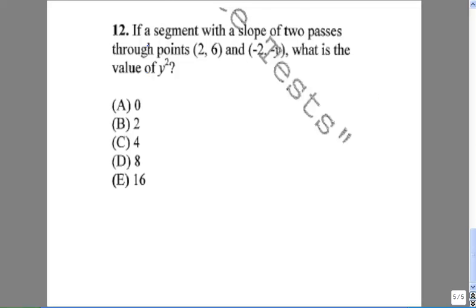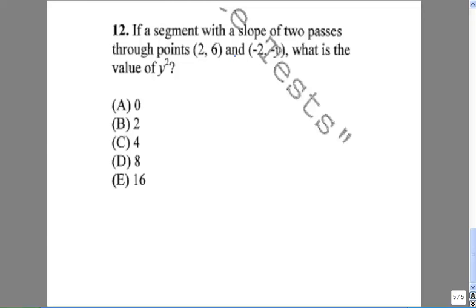Problem number 12 for proficiency, for ACT, for SAT. If a segment with a slope of 2 passes through points (2, 6) and (-2, -y), what is the value of y squared? Okay, what can we do?